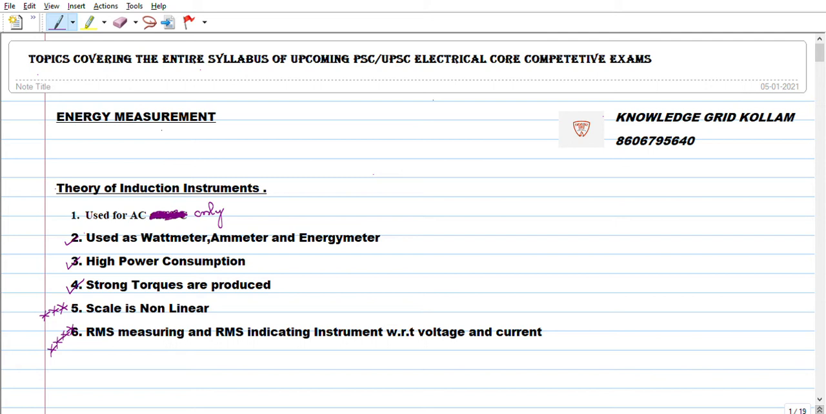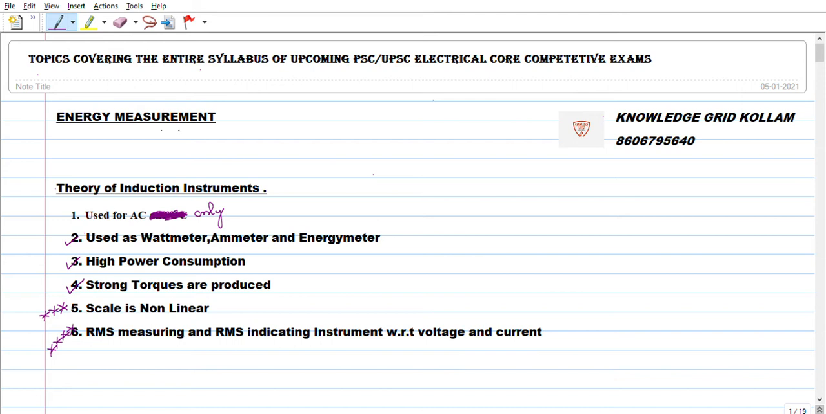First, what is energy? The induction instruments. What is the theory behind the induction instruments? That's energy meters. There are 2 to 3 marks in the questions in competitive exams at the energy meter level. So, just a basic start.